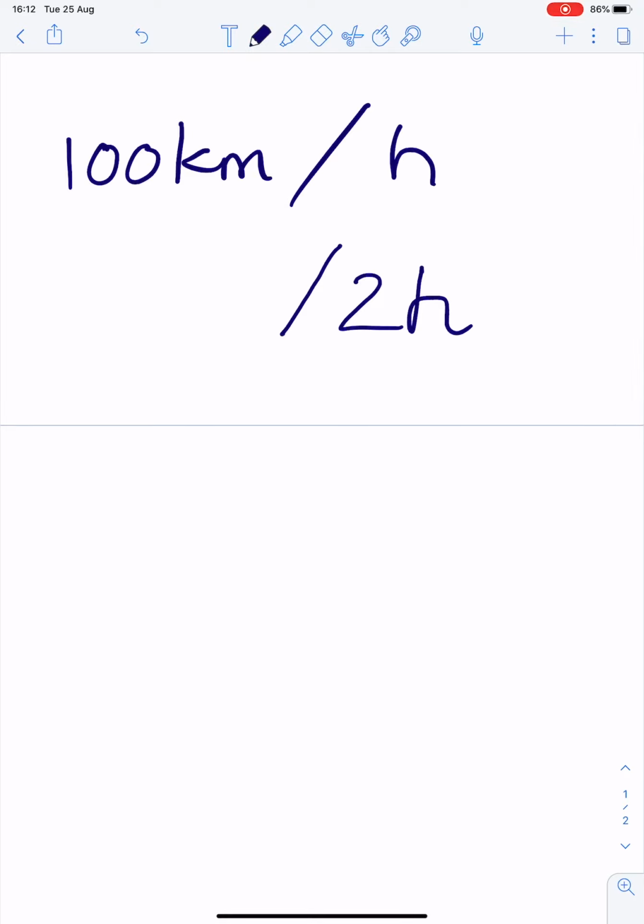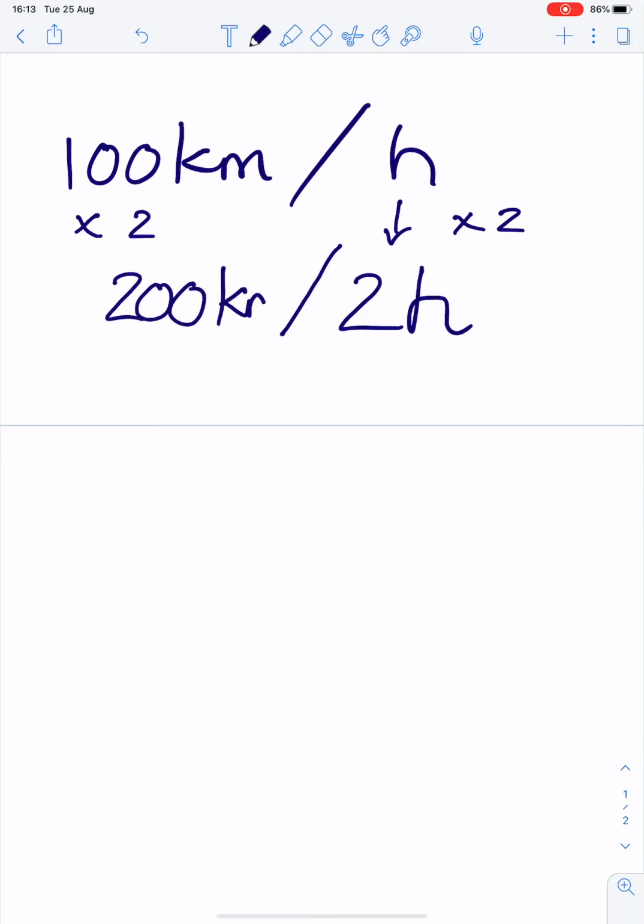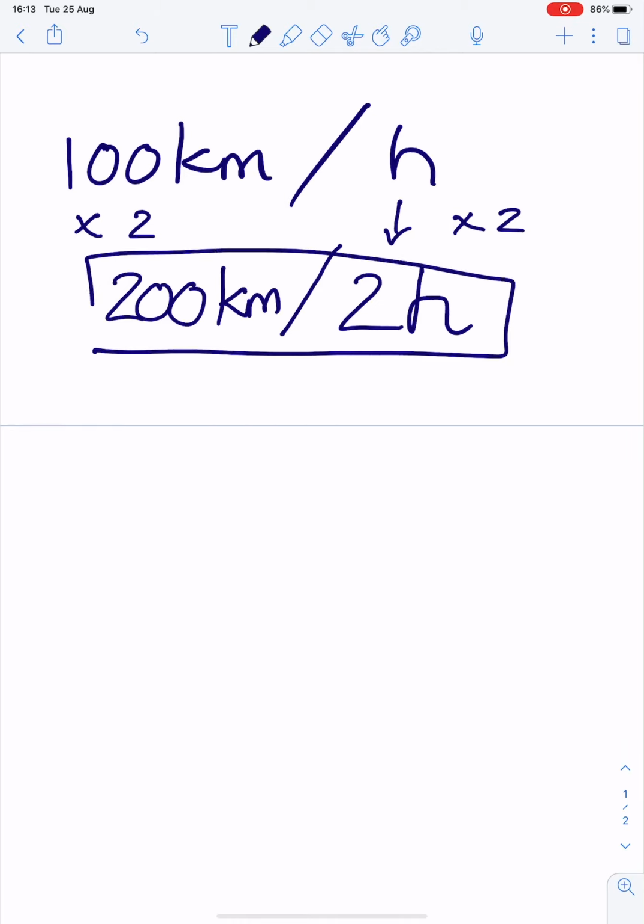What did I do to 1 hour to make 2 hours? I multiplied it by 2. Now this is exactly like fractions. What you do to the one side, you must do to the other side. So I must multiply 100 kilometers by 2. And 100 times by 2 is 200 kilometers. So there is my answer. If I travel 100 kilometers in 1 hour, I will travel 200 kilometers in 2 hours. Let's have a look at another one.